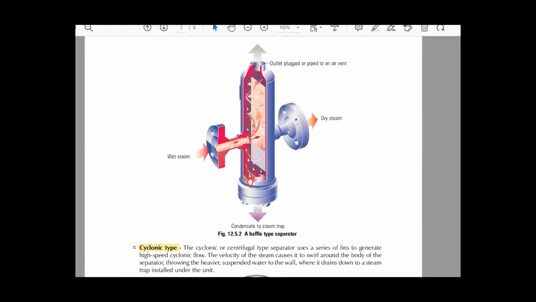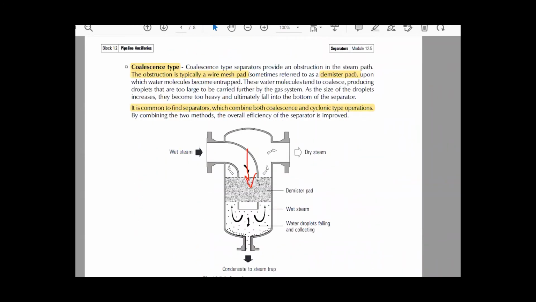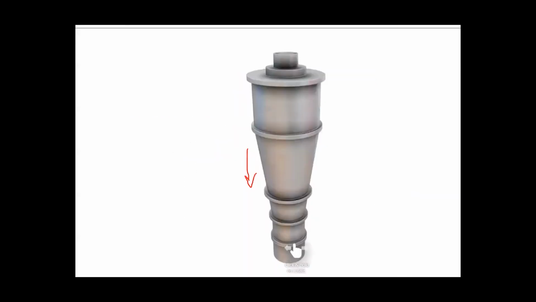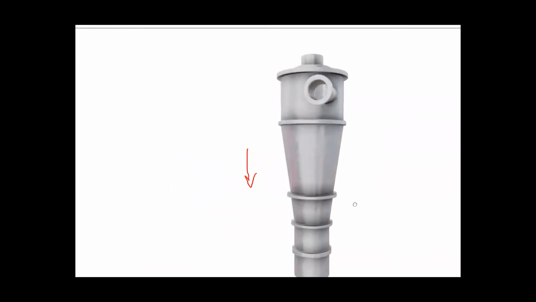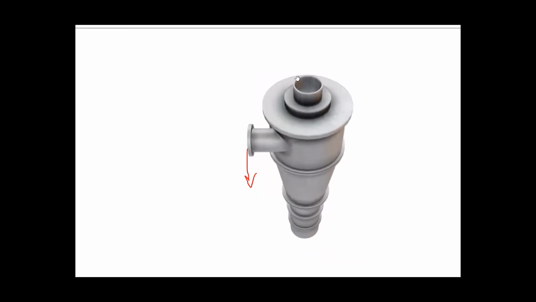This is the working principle of the first type of separator. Okay, the second type of separator is the cyclone type, and I have drawn some 3D models to show a cyclone separator. The main principle of the cyclone separator is centrifugal force, inertia, and moment of inertia.